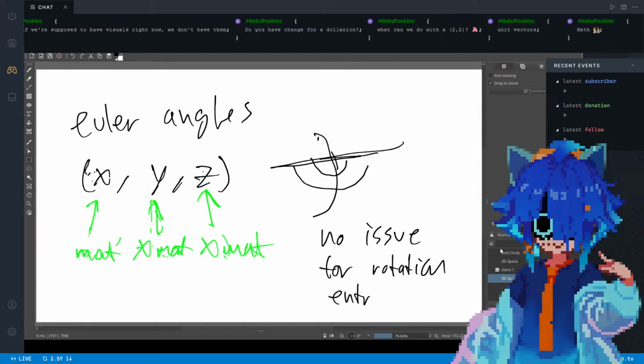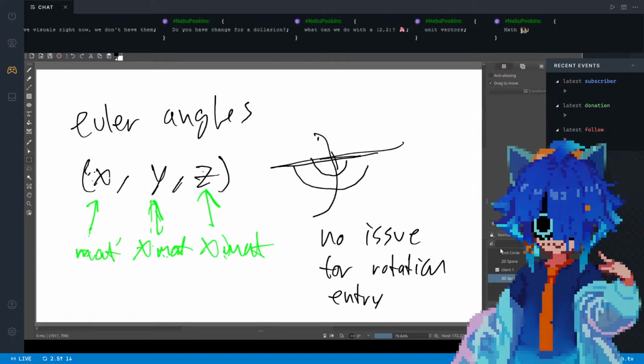But there is a bit of an issue when we're trying to do animations and blend multiple rotations together. So I'm going to give a brief spoiler about the next stream, Alex, where we're going to talk about the solution to this, which is a concept called quaternions.